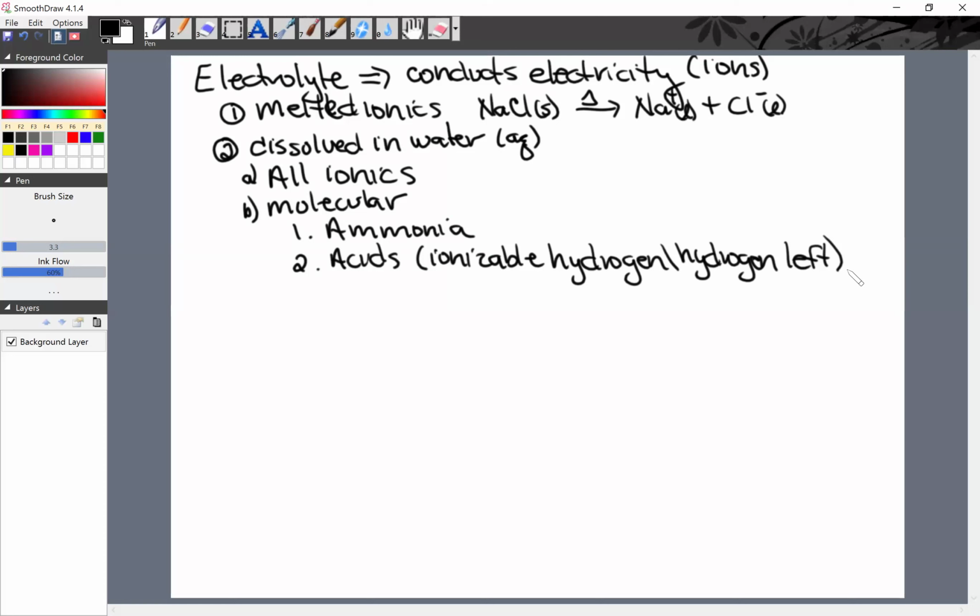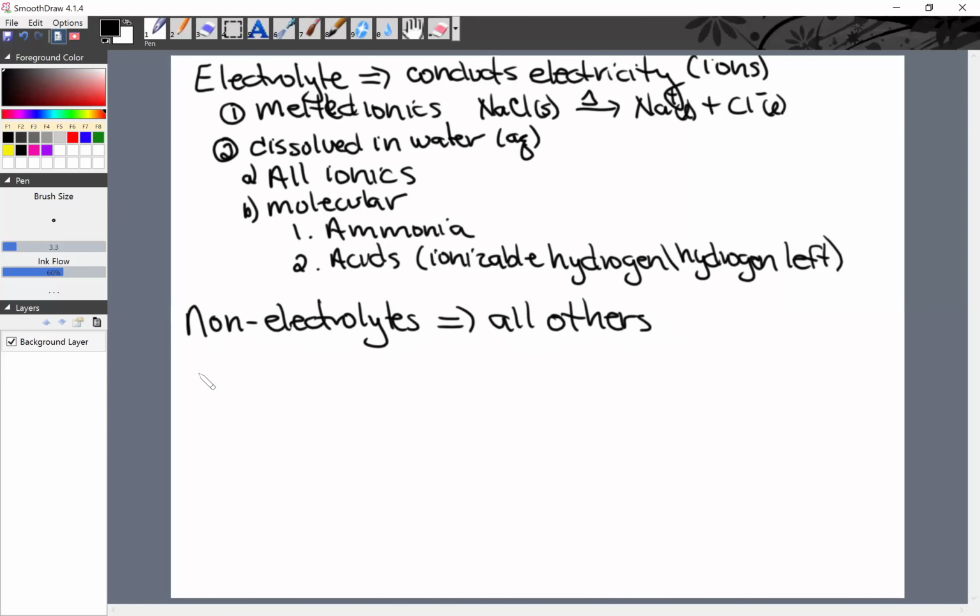Hey, are you an electrolyte? Well, can you conduct electricity? And the answer is, well, if I'm a melted ionic, yes. Or if I'm an ionic inside water, or if I'm ammonia dissolved in water, or I'm an acid in water. Okay, those are your electrolytes. All others are non-electrolytes. Okay, there's one question answered.